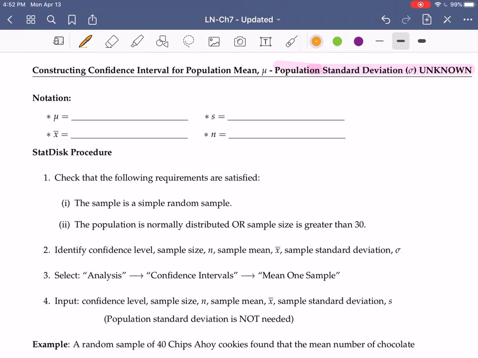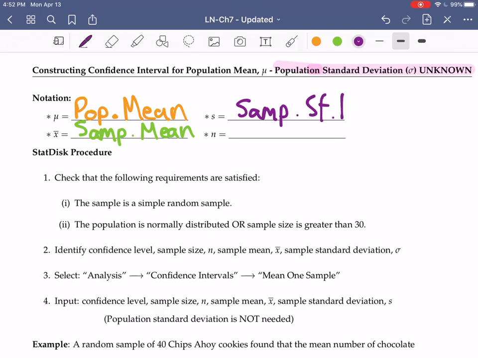All right, so here we have, again, notationally, mu is our population mean. That's the thing we don't know, but we want to come up with a confidence interval for. X bar is our sample mean. S is our sample standard deviation. And again, that value, n, is the sample size.